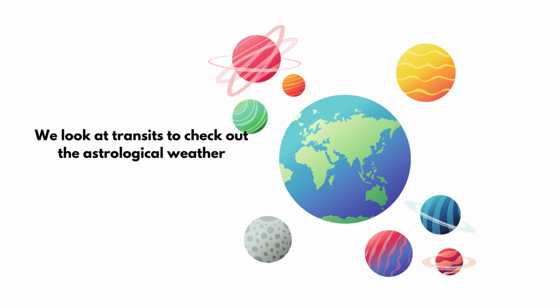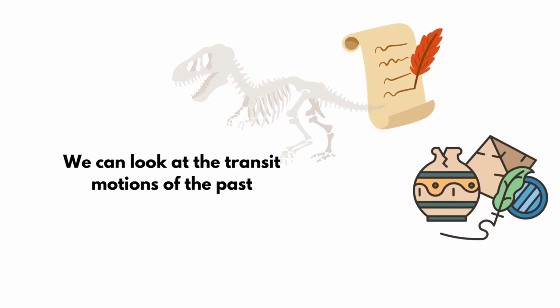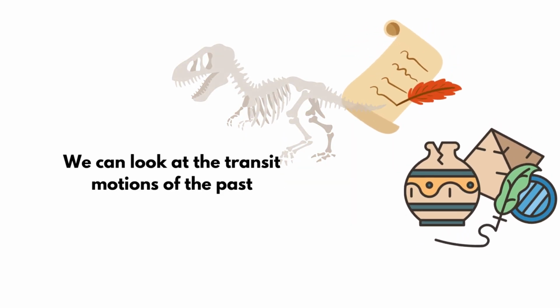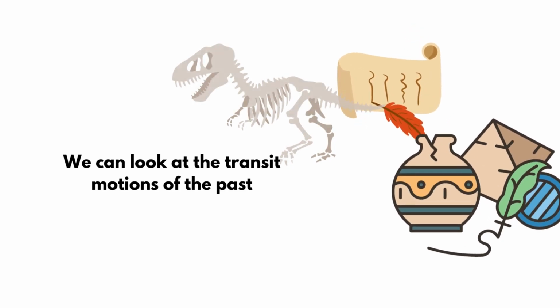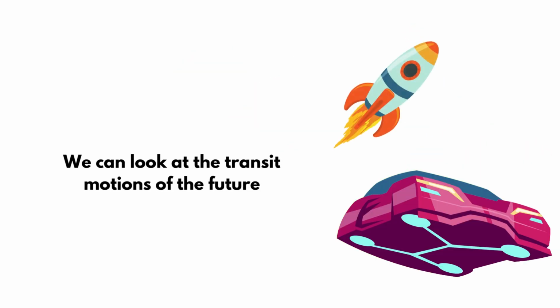So in Western tropical astrology, the Earth is in the center, and we look at the moving planetary bodies or celestial bodies because, yeah, we know the sun and the moon are not planets, but we look at their movements to check out the astrological weather. That just means what's going on. So again, the Earth is the center point in Western tropical astrology. We know we're not the center of the universe, okay? But our perceptions shape reality, and our perceptions are Earth-based or geocentric. We can look at the transit motions of the past, the present, and the future.